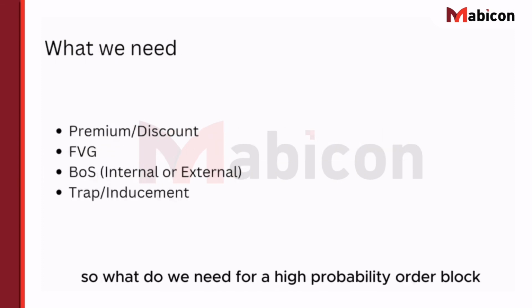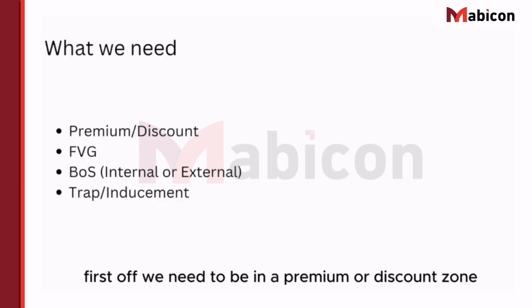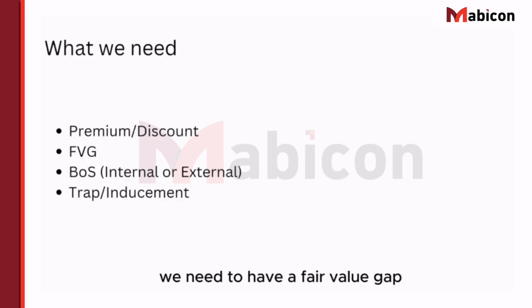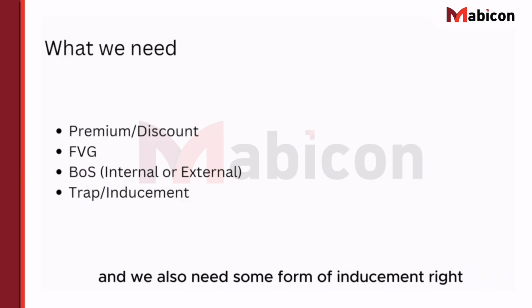Right, so what do we need for a high probability order block? First off, we need to be in a premium or discount zone. We need to have a fair value gap. We need to have a break of structure, and that's internal or external. And we also need some form of inducement.